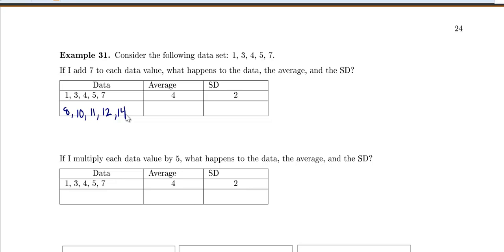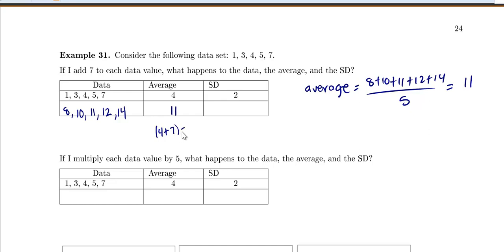So if I find the average, I would have to do 8 plus 10 plus 11 plus 12 plus 14 and divide by how many there are, which is 5, and it turns out that that is 11. That's kind of interesting, right? Because 4 plus 7 equals 11. Interesting. I wonder if that always happens.